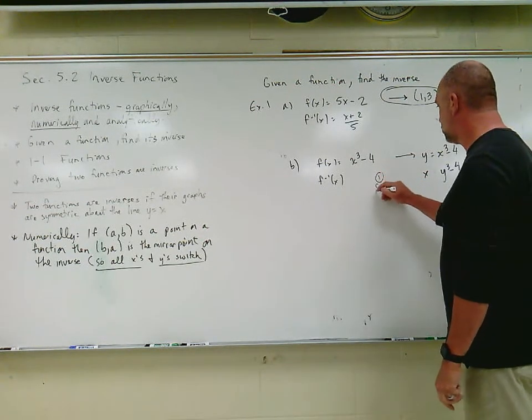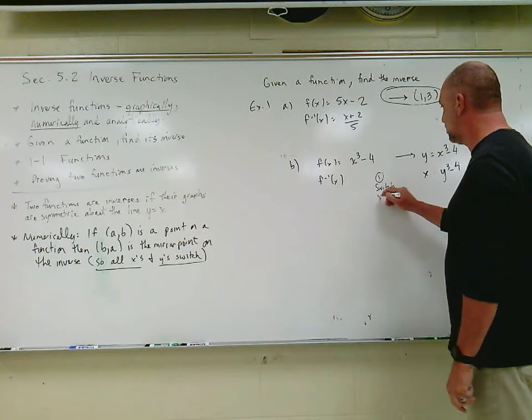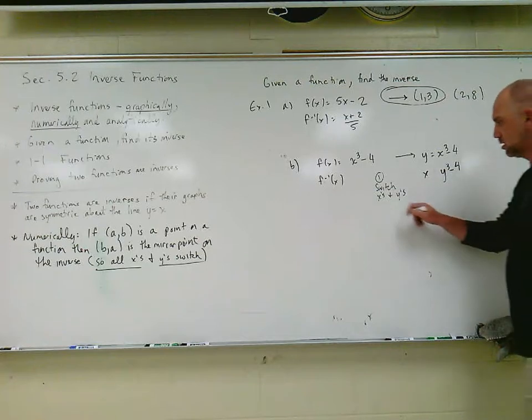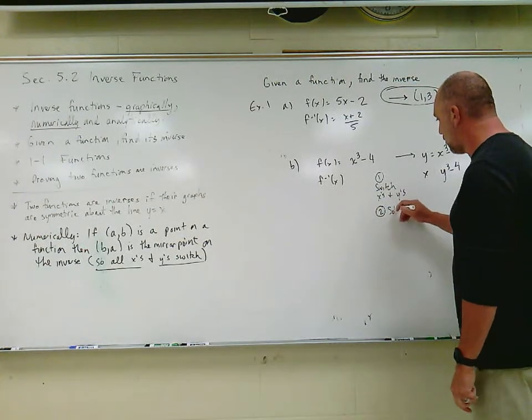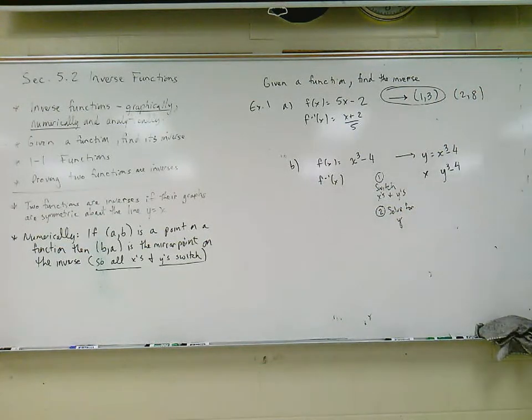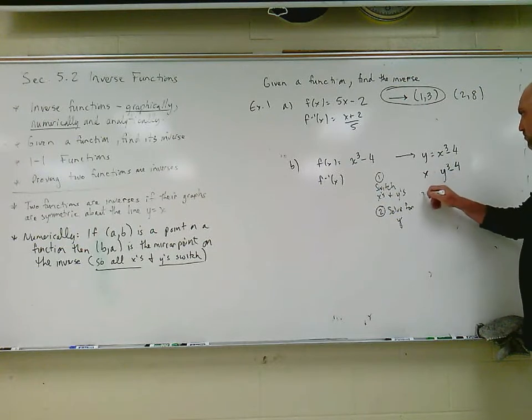So step 1, switch x's and y's. That just means wherever you see an x, you put a y. Wherever you see a y, put an x. Then second step, solve for y. Okay, now take us through, because this is where you were ahead, right? So you take us through. What did you do first? I added 4 to both sides. Add 4 to both sides.